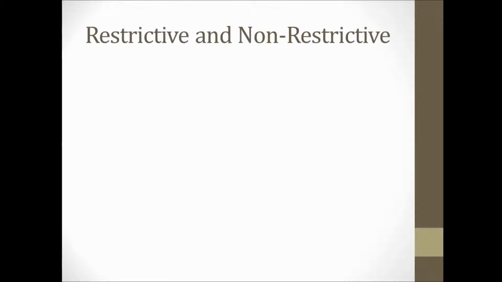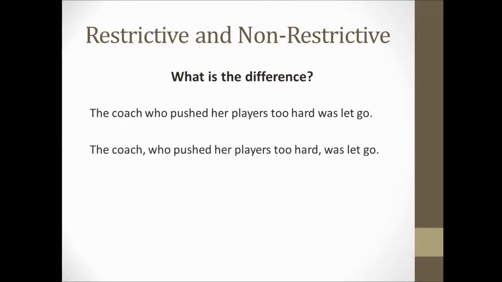Let's take a look at some example sentences. These two sentences are exactly the same, but one of them has commas and the other doesn't. The comma difference also shows up slightly in how we read them aloud. For example, I would read the first sentence as, "The coach who pushed her players too hard was let go." And I would read the second sentence as, "The coach, who pushed her players too hard, was let go."